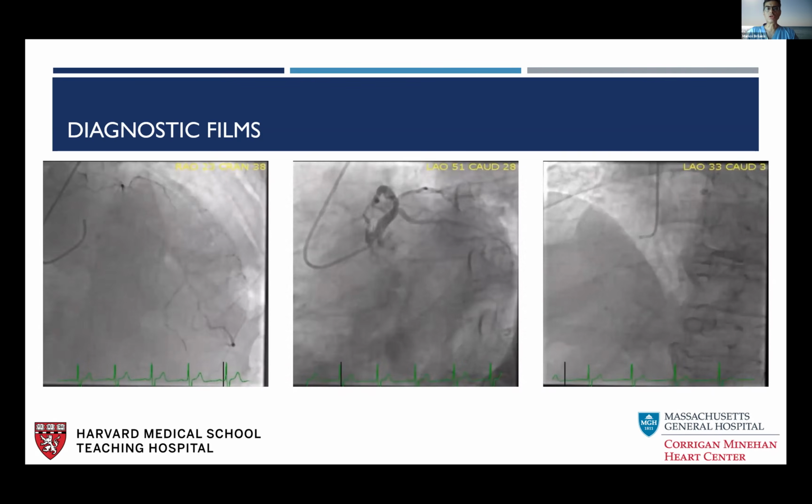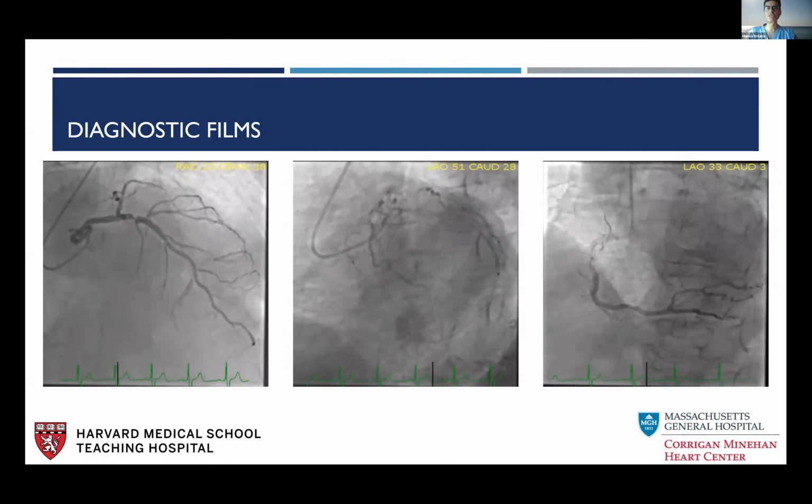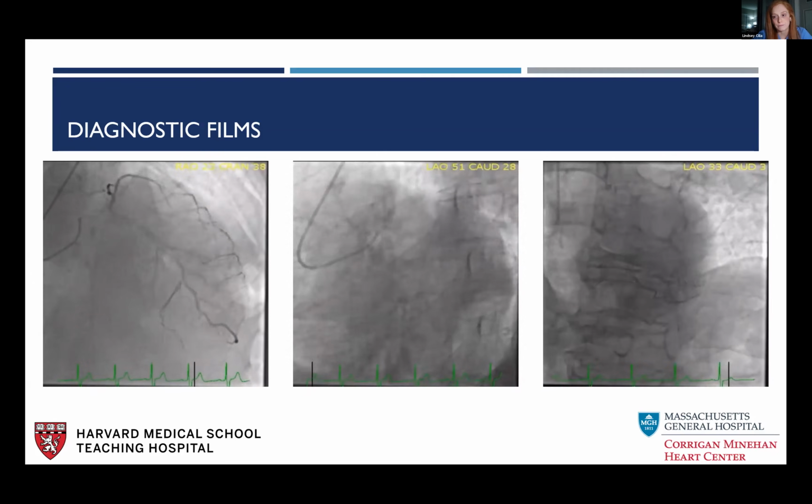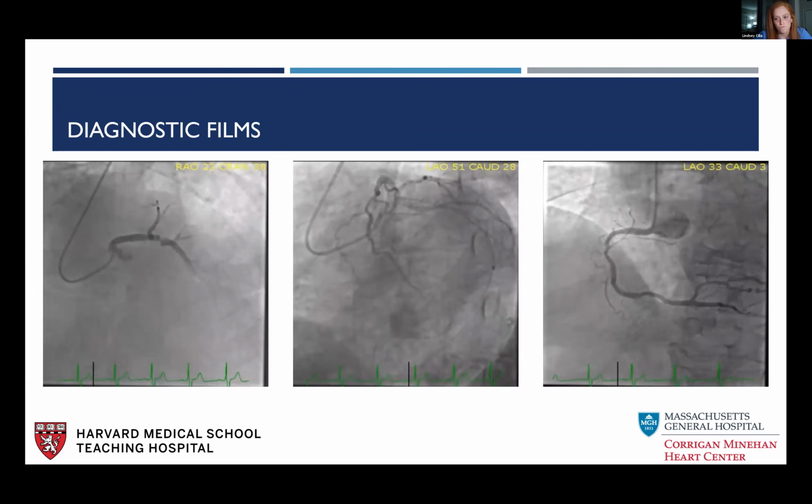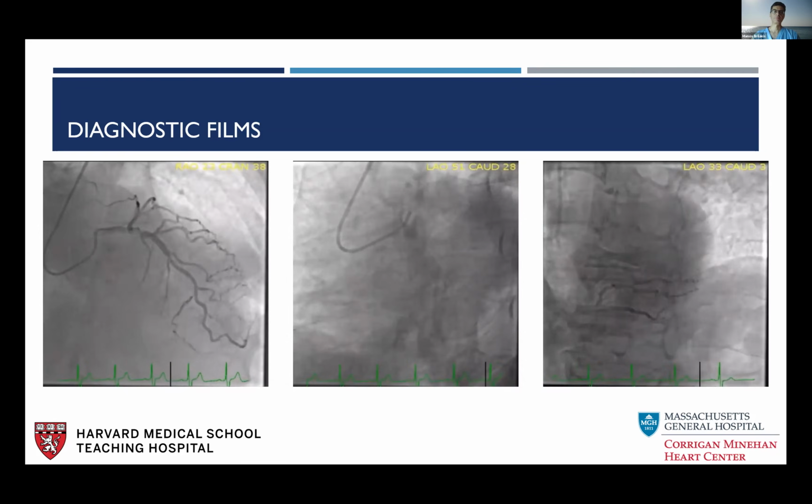And Lindsey, just a quick question. Did the patient have angina or dyspnea? What was his main presenting symptom? Acute decompensated heart failure. Okay, but no angina. No angina. Okay.